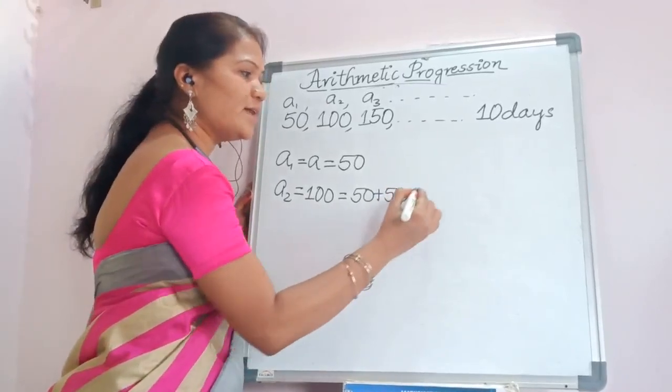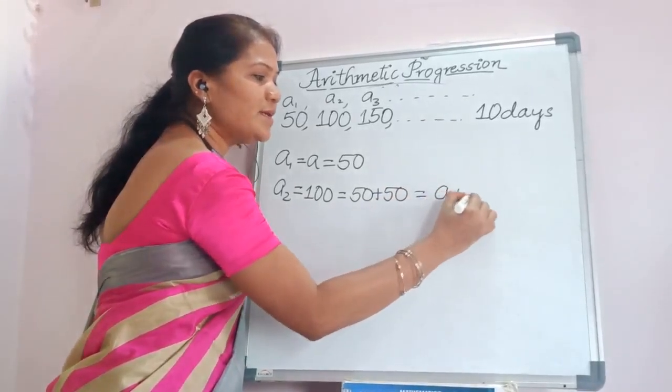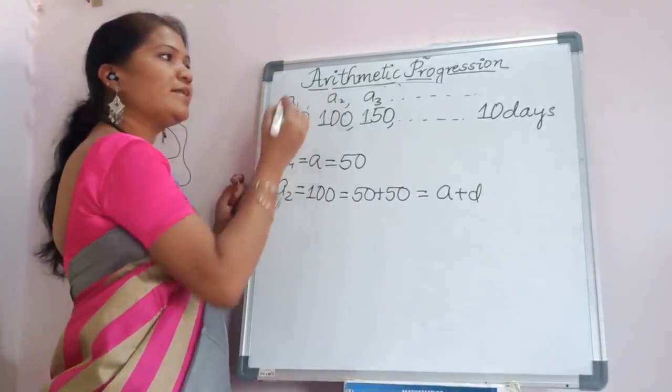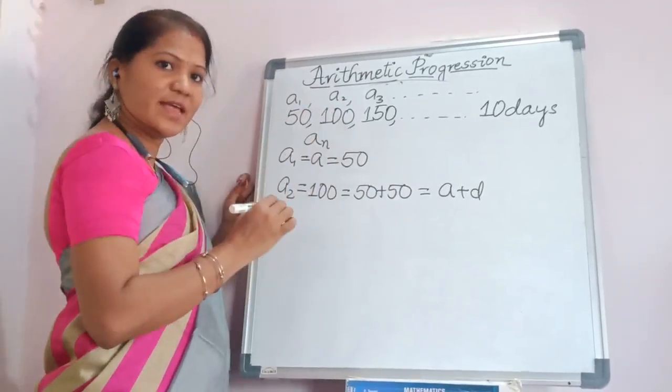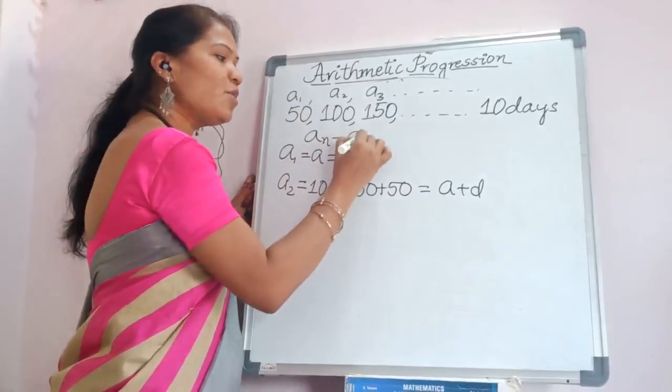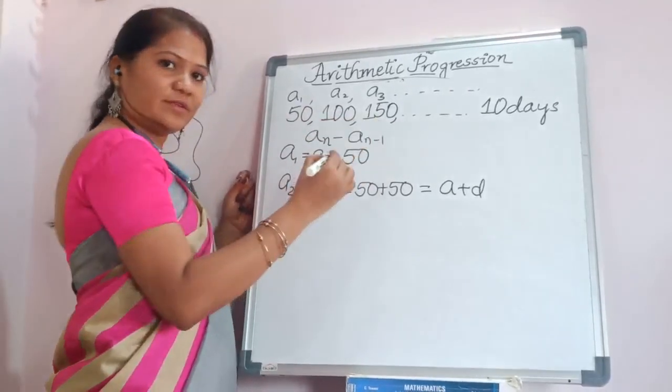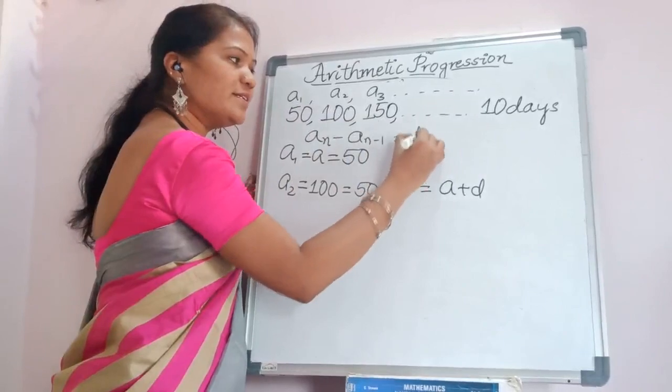So I can take this as A plus D. What is the D here? That common difference we said. This AN is the nth term. Its consecutive term difference will be what? AN minus A(N minus 1) is equal to a constant D.